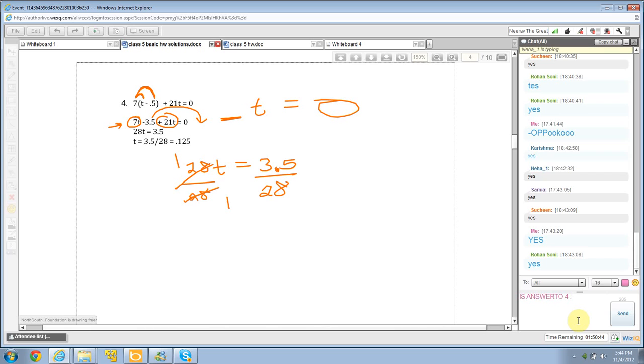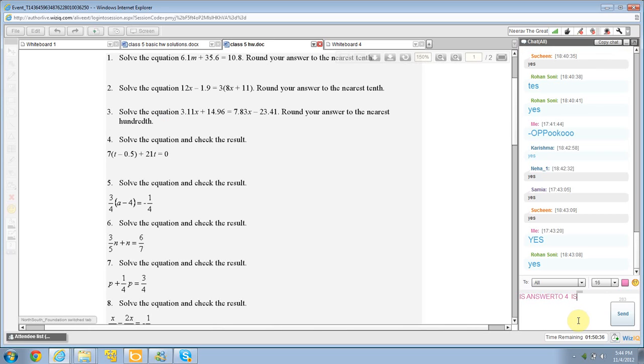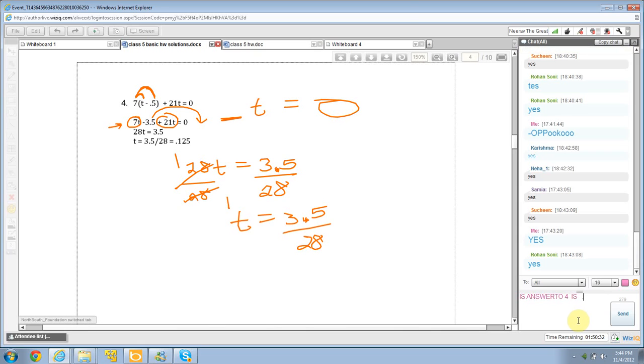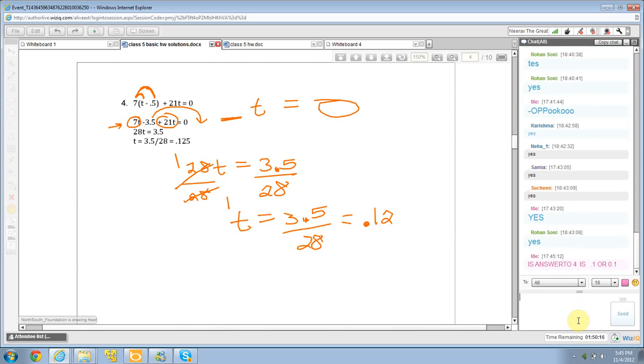So there we go, that cancels, and we have t equals 3.5 divided by 28. Now the question, I believe, asked for 1,000? No, okay, so the question didn't ask for any specific one. So whenever you're working with these, if they don't specify to what place you should round it to, then try to keep it in its exact form. So when you actually plug this into a calculator, you get 0.125.